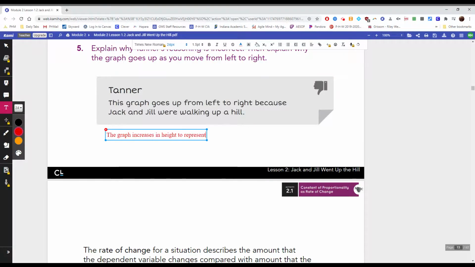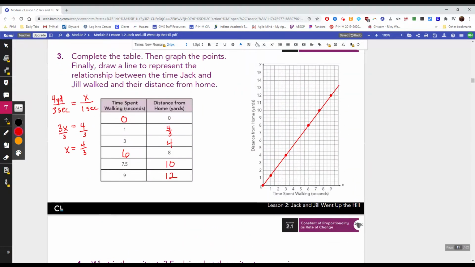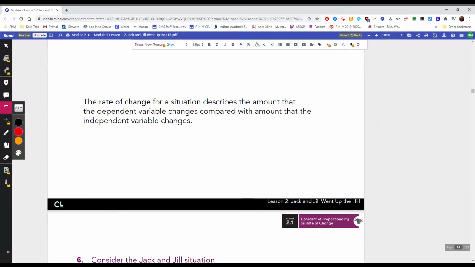to represent an increase in the distance they walk. So this would actually look the same as if they were walking on a flat path or even downhill. So the fact that they're walking up a hill is not why this goes up. It's the fact that their distance is increasing. All right, turn the page to page 27, and we're going to wrap up this activity.